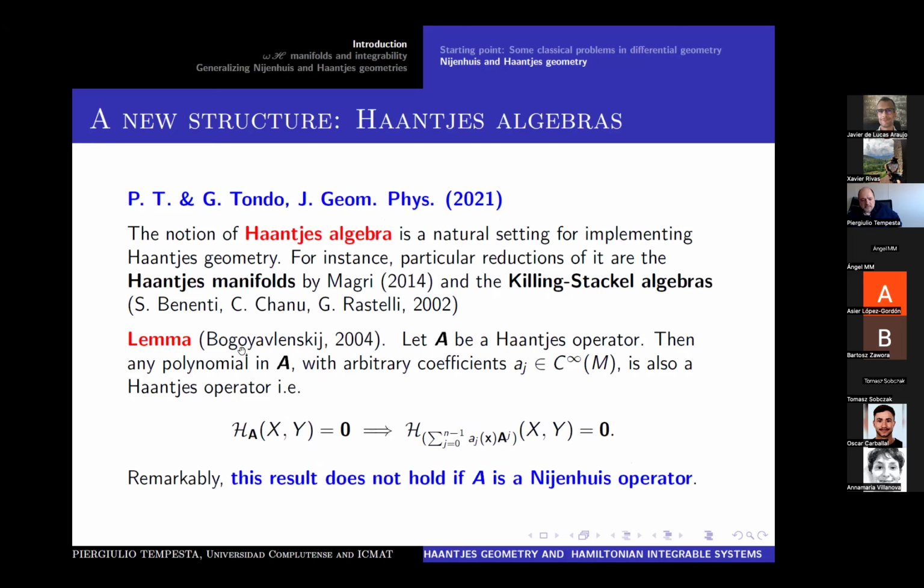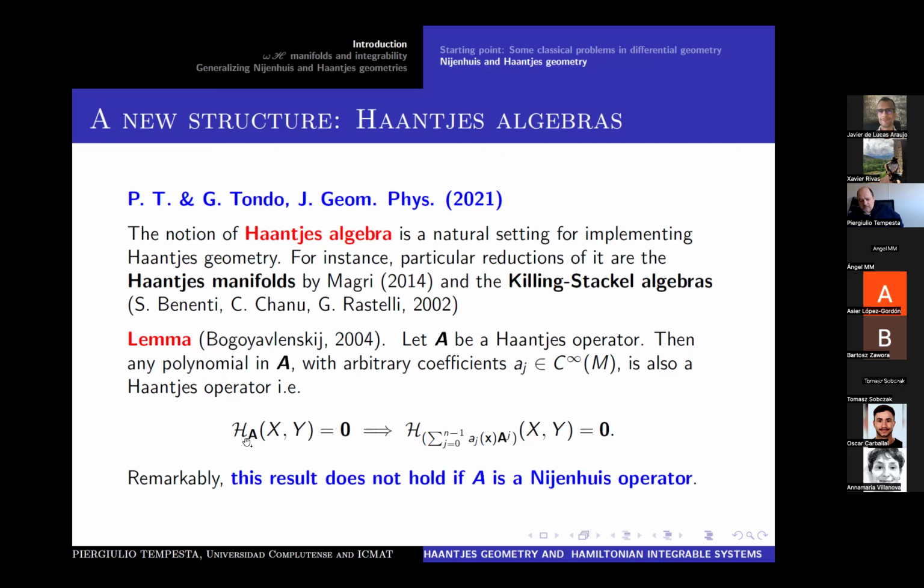First of all, let us consider this lemma by Bogoyavlenskij. If I have a Haantjes operator, so its torsion is equal to 0, then also a polynomial in this operator, where the polynomial has coefficients which are smooth functions, is also a Haantjes operator. So this is a fundamental property which does not hold for Nijenhuis operators.